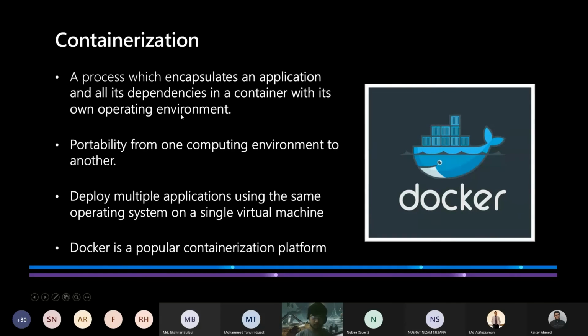And moving on to the next point, that is the portability from one computing environment to another. The reason for using this containerization technology is basically portability. Say you are developing your own system, and that has maybe a .NET infrastructure. You are maybe using Angular, the JavaScript framework, for the front end, and say you have set up a server, that is the IIS Microsoft server.